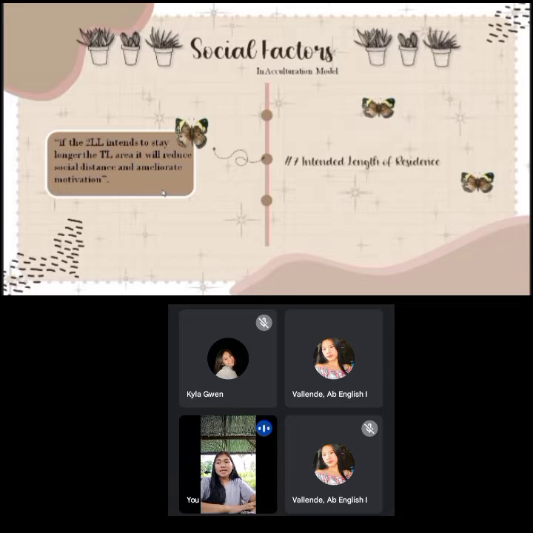The next one is the intended length of residency. If the second language learners intend to stay longer in the target language area, it will reduce social distance and improve motivation. Let's just say, for example, immigrants from Bangladesh, from Pakistan, those countries in Western Asia. If they intend to stay in North America longer, they will really have that huge motivation to learn the language. And that's the social factors.